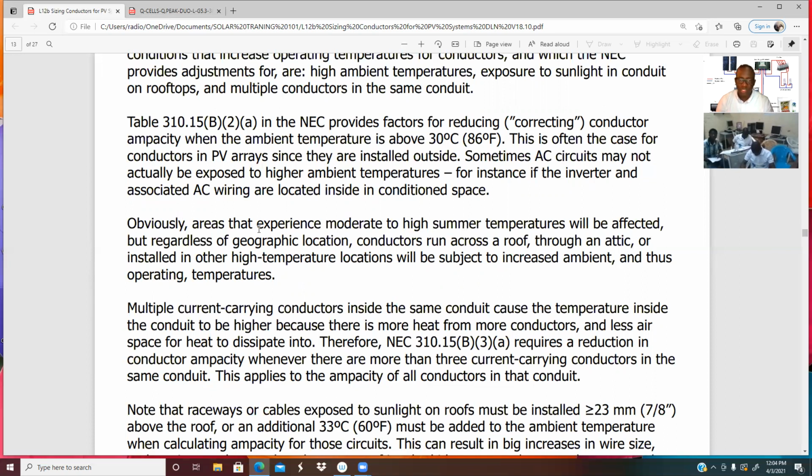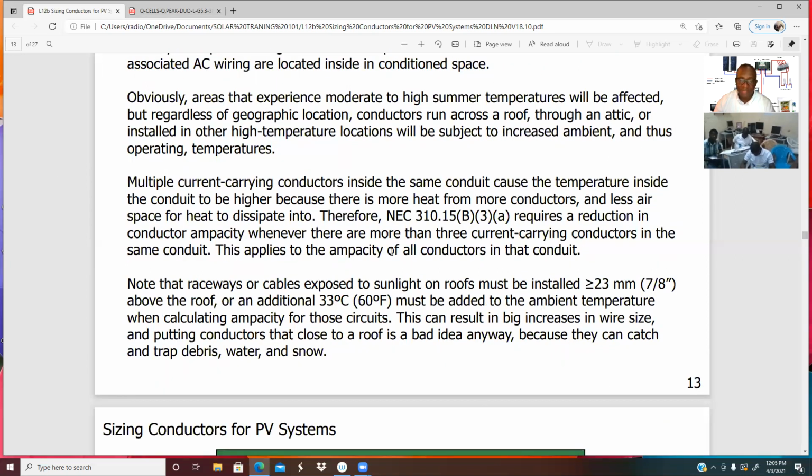Multiple current carrying conductors inside the same conduit cause the temperature inside the conduit to be higher because there is more heat from more conductors and less air space for heat to dissipate into. Therefore, NEC 310.15(B)(3)(a) requires a reduction in ampacity whenever there are more than three current carrying conductors in the same conduit. This applies to the ampacity of all conductors in that conduit.